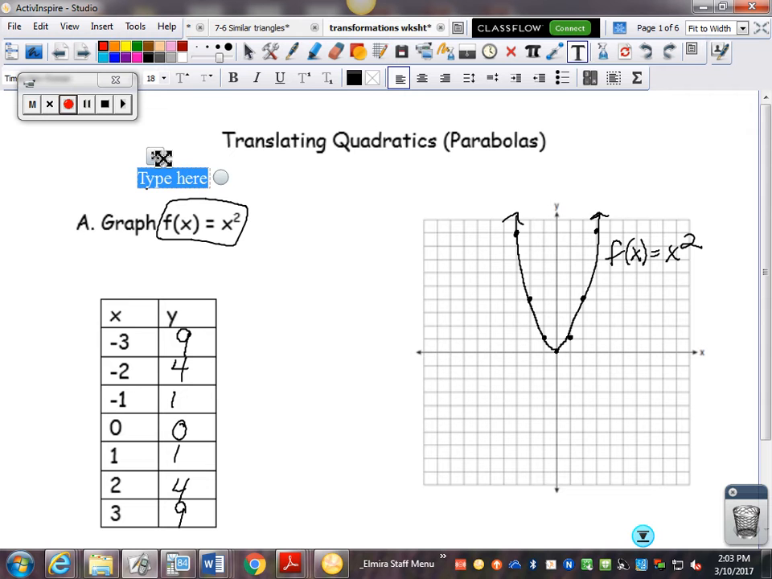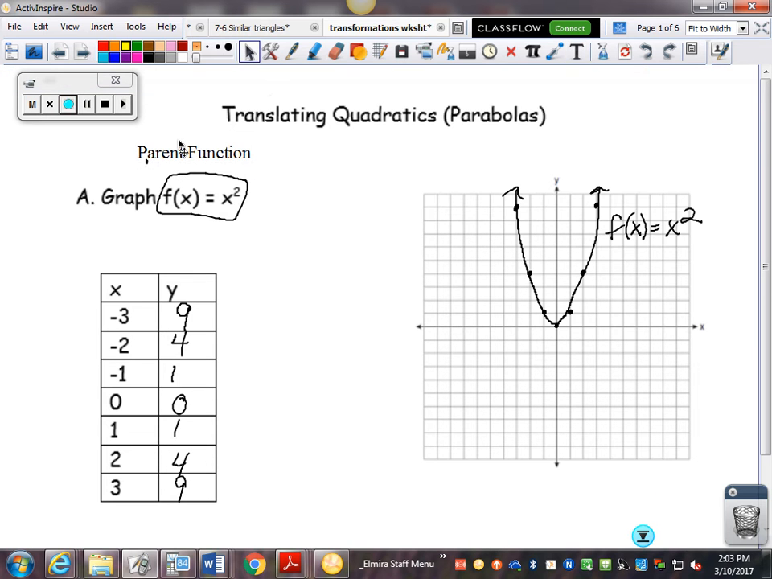A parent function is like the simplest version of any kind of function. You can see that x squared does have a leading coefficient, it's an invisible 1, okay? It doesn't have a plus bx or a plus c. It's still quadratic. If I put the x squared into my y equals, these are the values I get out of my table, and this is the graph of it. So we call that the parent function.